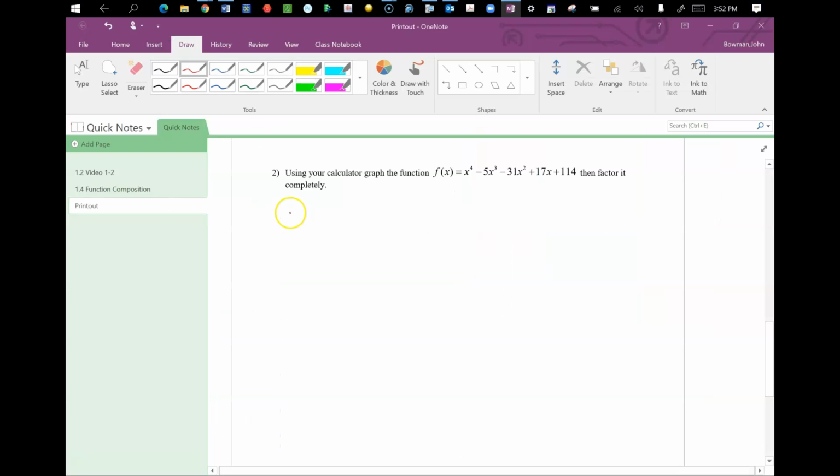All right, so I'm going to start with -3 on the shelf. Our coefficients are 1, -5, -31, 17, and 114. Again, if -3 is a 0, then we should have a remainder of 0 here. So let's see what we've got.